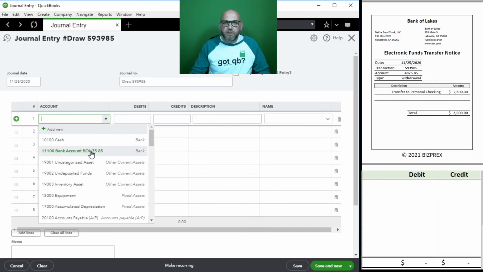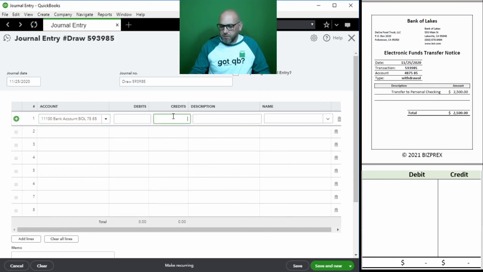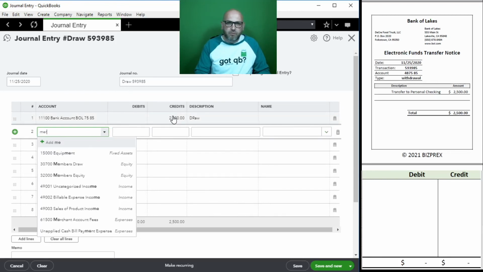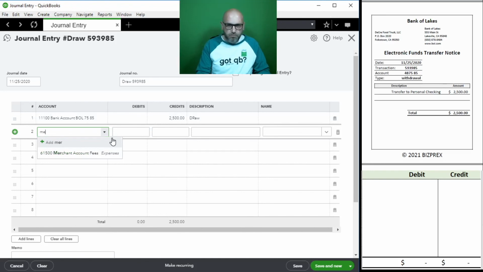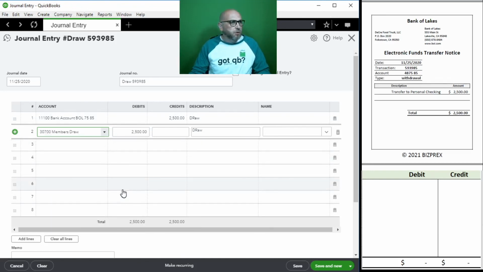We know that bank account will be reduced, so that's credited, very easy. We also know that our equity will be reduced. But in this case, we book it into member draw so we can track our draws, right? And then we're going to close it into equity anyway. So anyway, our equity is reduced, it's debited when reduced, and our bank account is reduced, thus it's credited. So here we go, we can show it right here.